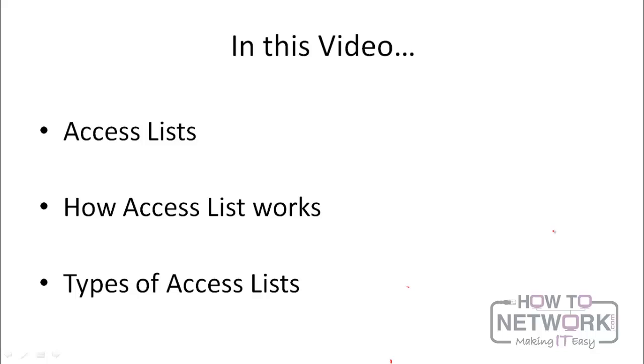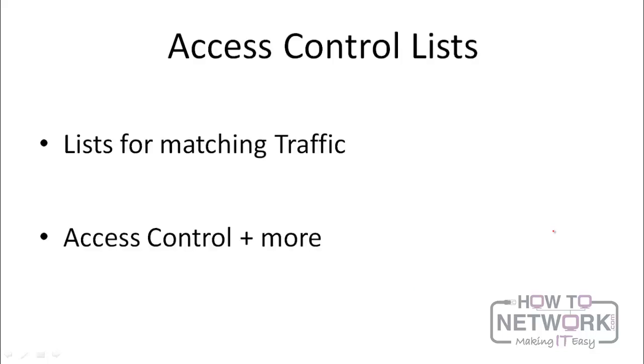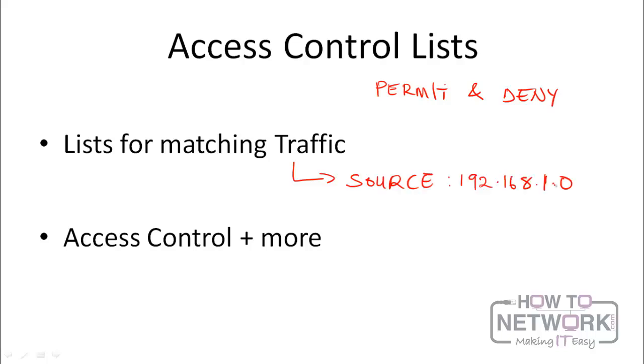So we're going to look at how access control lists work and the types of access control lists that we have. So what are access control lists? They're just lists that are used to match traffic. What you have is a list of permit and deny statements, and all these statements do is match a particular set of traffic, and then based on the traffic that is matched, you can apply decisions.